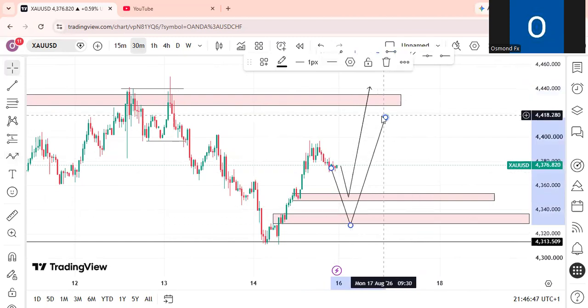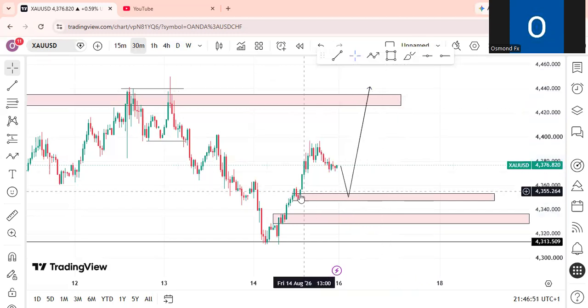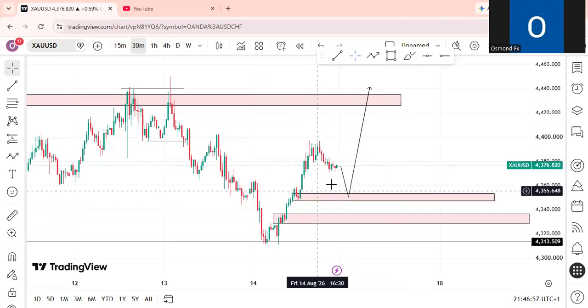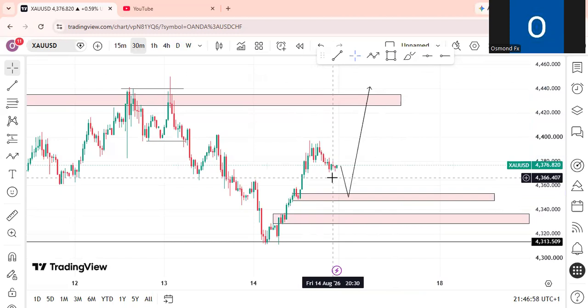Which is the reason that you have to wait for proper confirmation. I'm not saying that once the market touches this area you should buy. No, wait for candlestick confirmation. You guys know, like bullish engulfing, inverted hammer, all those candlesticks, you have to know about them. You have to know how to read candlesticks. It's going to help you.